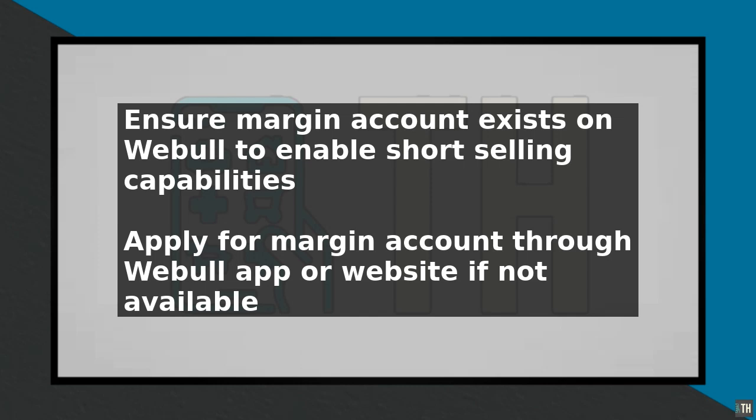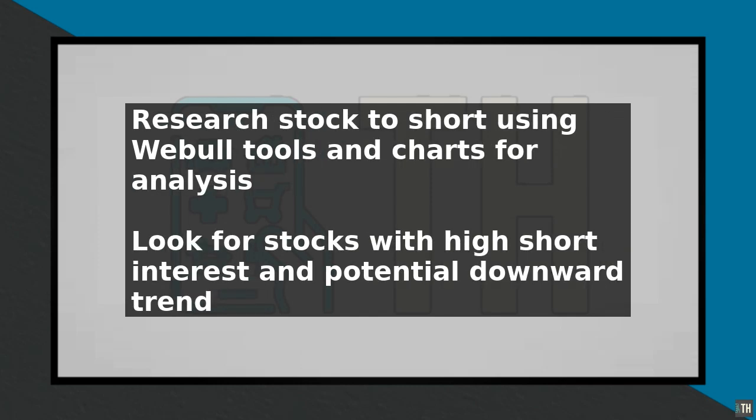After confirming, enter the number of shares you want to short and select your order type. You can choose from market order, limit order, or stop limit order. A market order will execute the trade immediately at the current market price, while a limit order will execute the trade at a specified price or better.